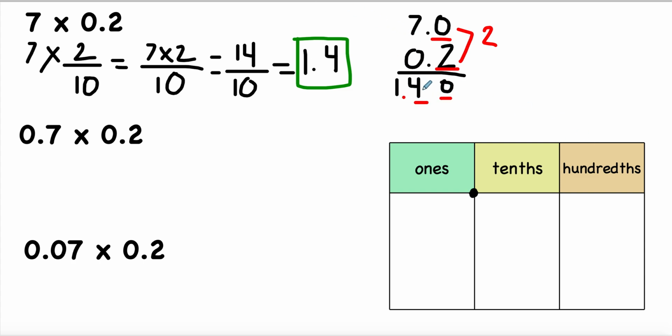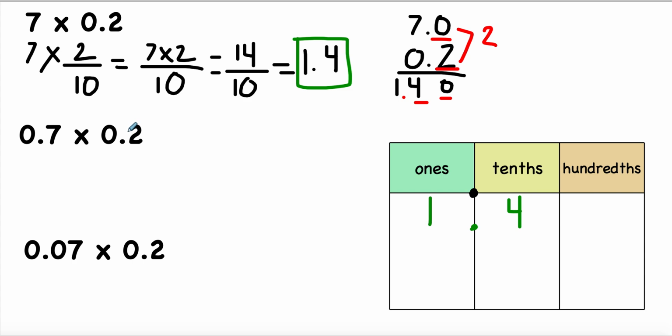So I get 1.40, which I know is equivalent to 1.4. 1 and 40 hundredths is the same as 1 and 4/10. So I'm going to put this in my place value chart for now, because as I go through this set of problems, this progression, I want you to notice what happens. So 1 4/10.